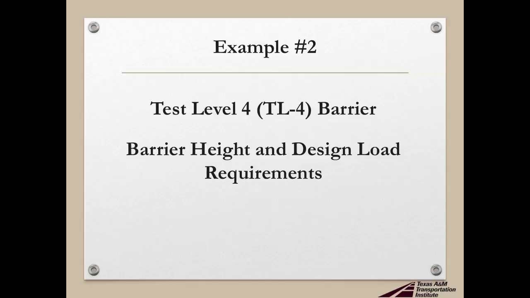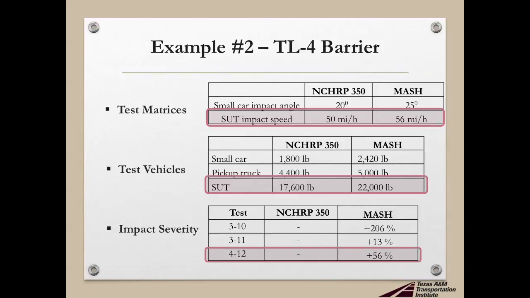The next example is a test level 4 barrier. I mentioned test level 3 was our basic test level for high-speed roadways. That just deals with passenger vehicles. Now with test level 4, you start introducing some of the larger trucks. So let's talk about that. When we're talking about test level 4 and the single unit truck, we see that the impact speed has increased from 50 miles an hour to 56 miles per hour. The weight of that single unit truck has increased, and that results in an overall increase in impact severity, or lateral energy going into the barrier, of 56%.